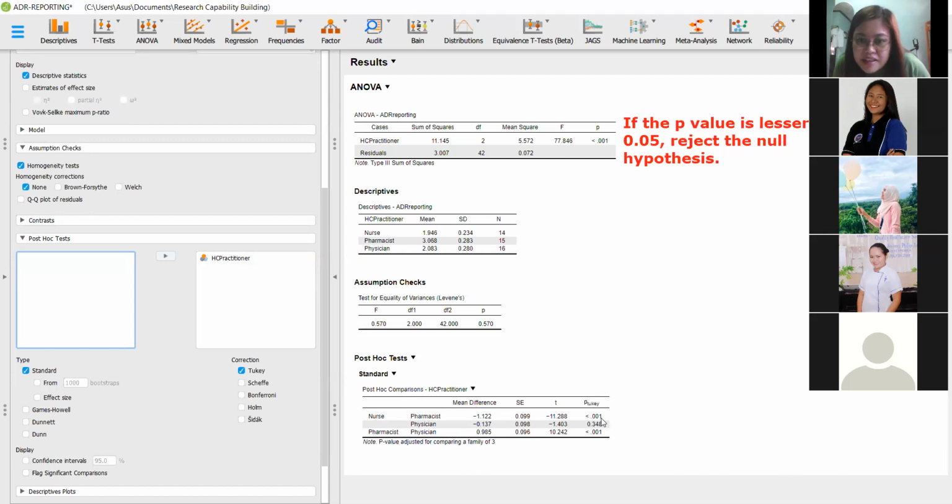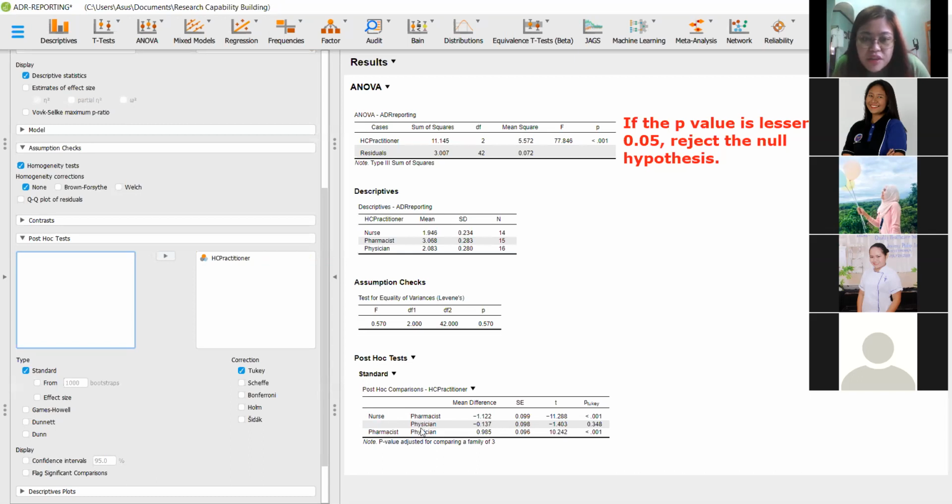So if the p-value is less than 0.05, reject the null hypothesis. When you say null hypothesis, for example nurse versus pharmacist, there is no significant difference. That is the null hypothesis between the nurse and the pharmacist. But look at the p-value, it's less than 0.001, meaning we have to reject that hypothesis. Got it? Meaning there is a significant difference between the level of attitude of the nurse and the pharmacist. Okay? There is a difference between nurse and pharmacist.